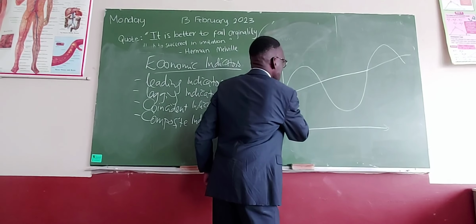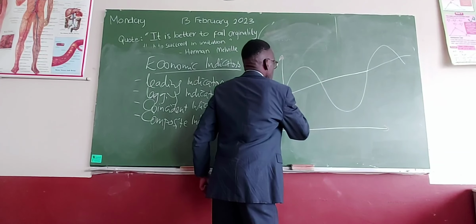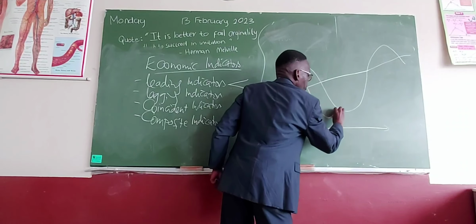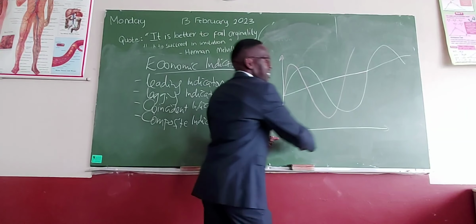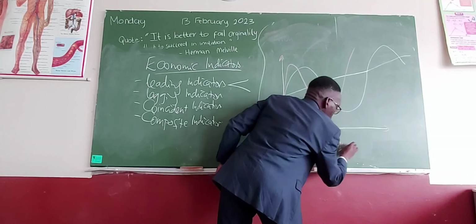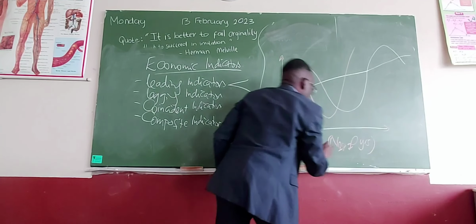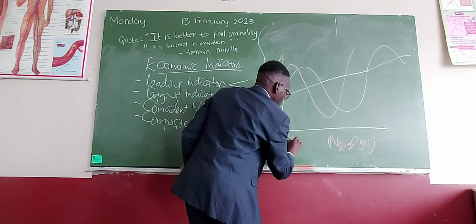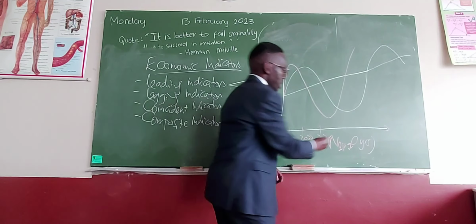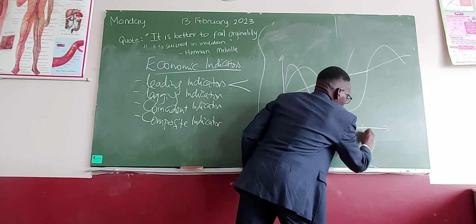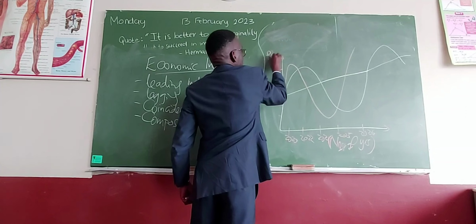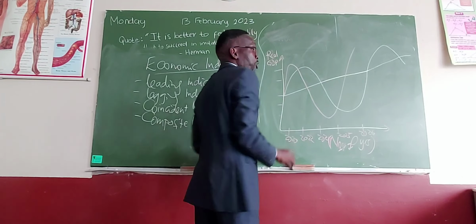Now, the leading indicator reaches the peak before the economy reaches its peak, and it reaches the trough before the economy reaches its trough. Now, on this side of my cycle, these are the number of years. Maybe this one was 2020, 2022, 2024, and then it continues like that, maybe 2025, 2026. And on this side we have the GDP, the real GDP, which is the level of economic activity.